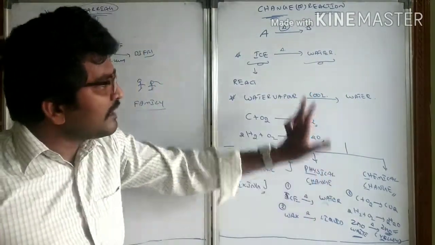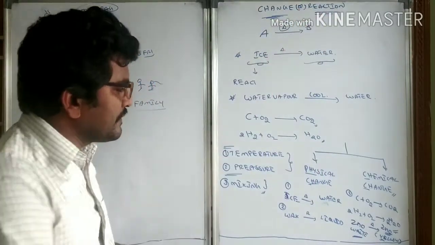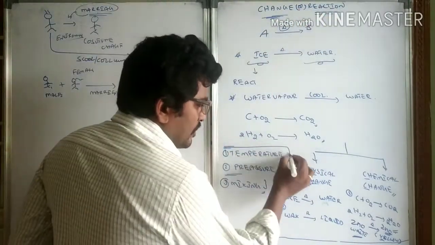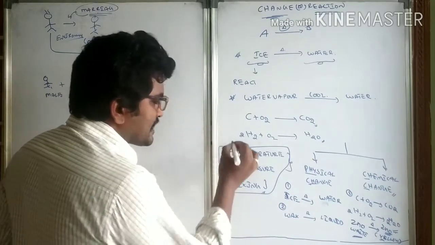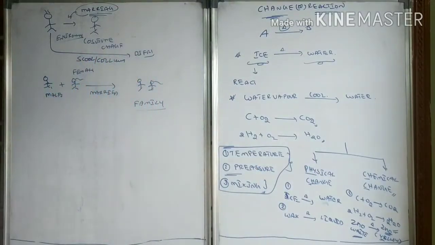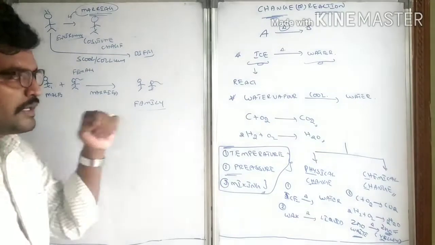So basically, whenever a reaction is happening, the main environmental factors that promote the reaction are temperature, pressure, and then mixing. These three are the main factors that affect the process of a reaction. So that is the thing.